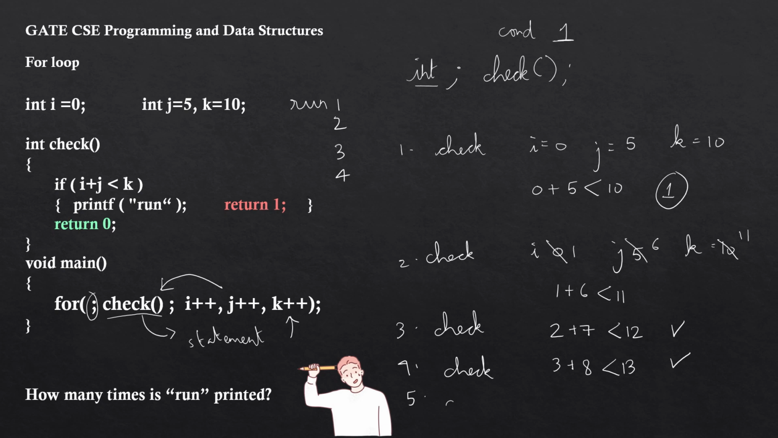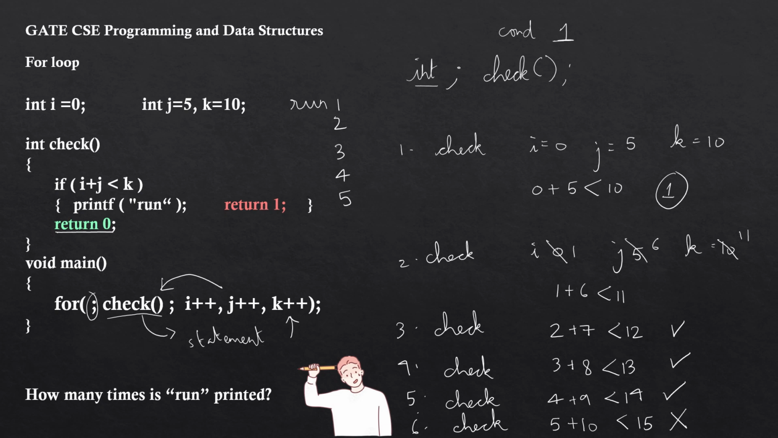The fifth time check is being called. i is incremented to 4, j is incremented to 9, and k is incremented to 14, which is again true. So run is being printed for the fifth time. Now next time check is being called. Here i is incremented to 5, j is incremented to 10, and k becomes 15, which is false. So now when false happens, it is returning 0.